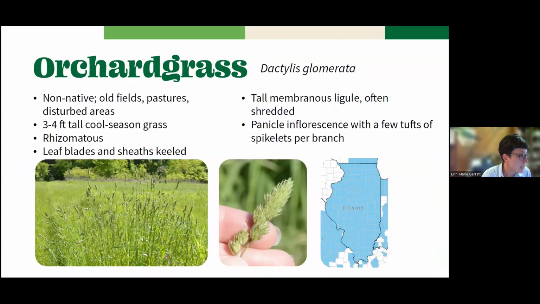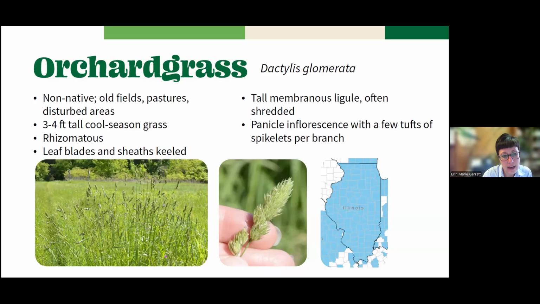Okay, our next pasture grass. We're almost there, folks. We've almost made it. We're almost to the end. The next one is orchard grass. So it has a great name, I think. Find it in a lot of old fields, pastures, disturbed areas. Cool season grass. This one's rhizomatous rather than a bunch.